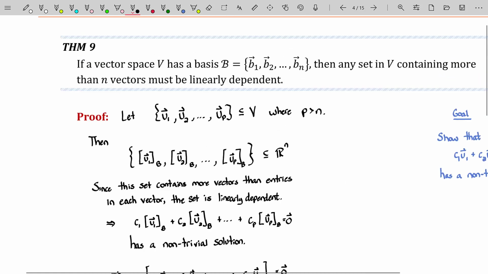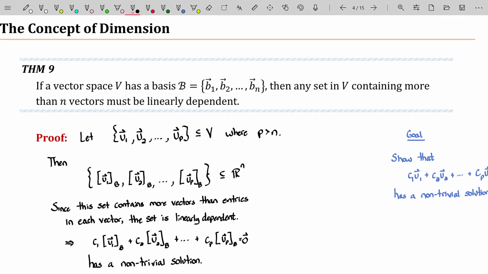We have proven that if a vector space V has a basis with n vectors, then any set in V containing more than that number of vectors must be linearly dependent. And that conceptually should make sense to you. If I only need 10 vectors to build a space, adding another vector is going to be a redundancy.